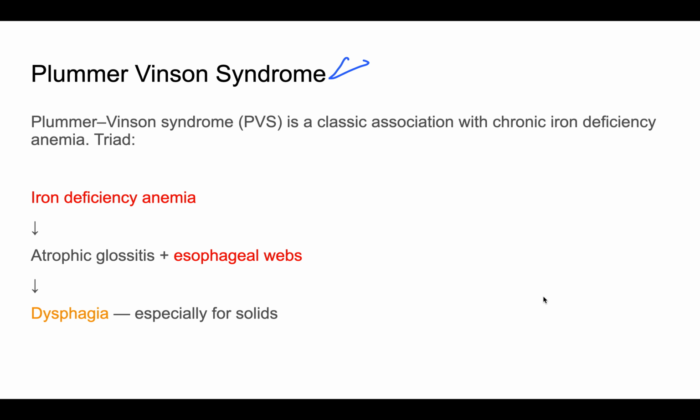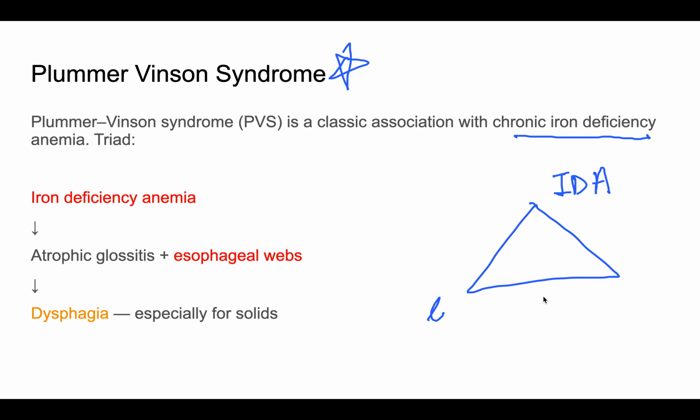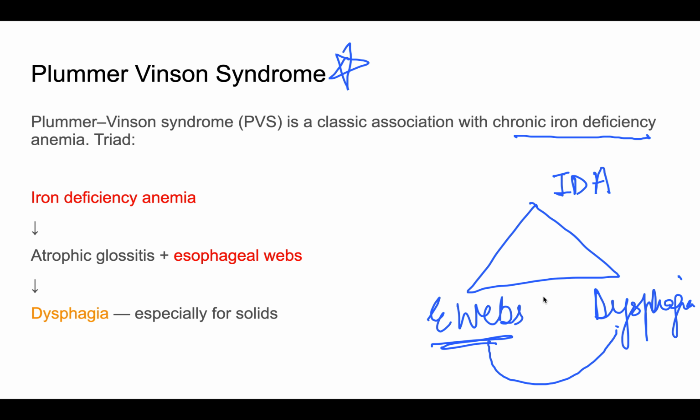Then there is a syndrome associated with iron deficiency anemia. It is known as Plummer-Vinson syndrome. This occurs with chronic iron deficiency anemia. So what is the triad? It is a type of triad. So the patient has iron deficiency anemia, esophageal webs, and dysphagia. Because of esophageal webs there is dysphagia, and because the patient is not able to absorb, there is iron deficiency anemia also. So this is a syndrome known as Plummer-Vinson syndrome.